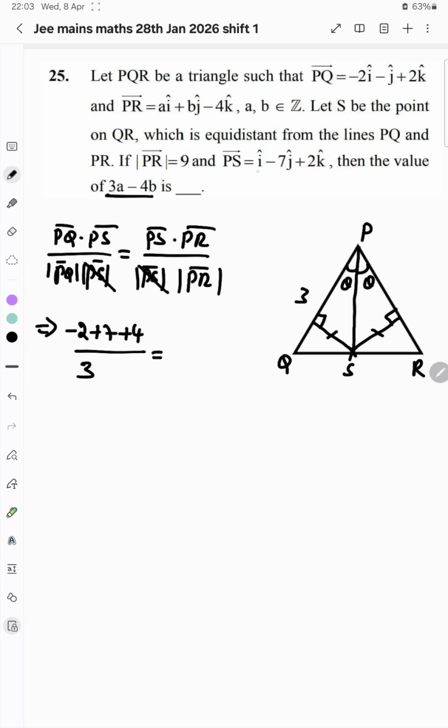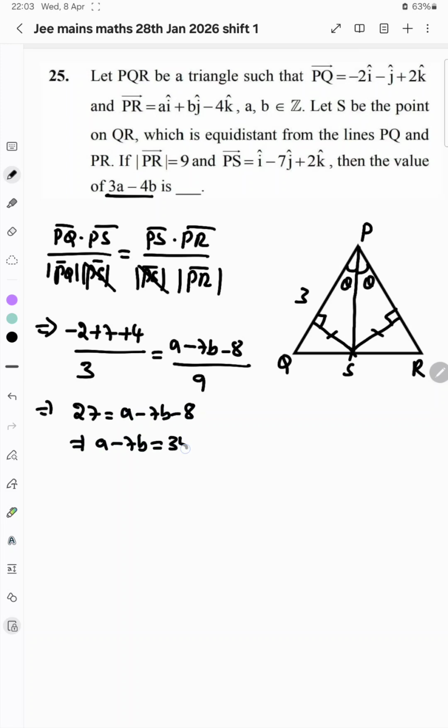So PS dot PR, it's the dot product of two vectors: we will get A minus 7B, and 2 fours are minus 8, divided by magnitude of PR, which they already gave in the question as 9, right? Now 7 minus 2 is 5, plus 4 is 9. 9 by 3 means 3 only. So 3 is there, and when you bring this 9 to this side, 9 threes are 27, we will get that equal to A minus 7B minus 8. From this, A minus 7B is equal to 35. It is one of the relations between A and B.